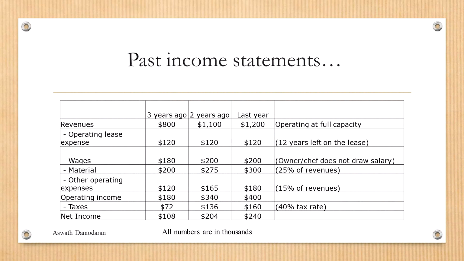Now let's take a look at the income statement for this French restaurant. Three years ago, revenue was $800,000, and right now it has increased to $1.2 million. You see pretty healthy growth in this restaurant. Second, this company rents the place, and the annual rent is $120,000, treated as operating lease expense. This lease will continue for the next 12 years.